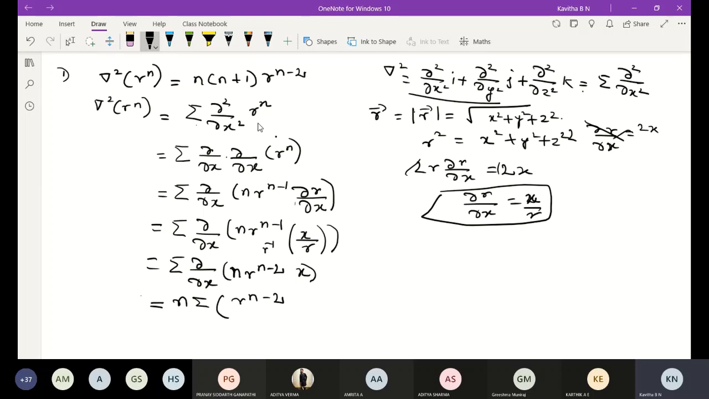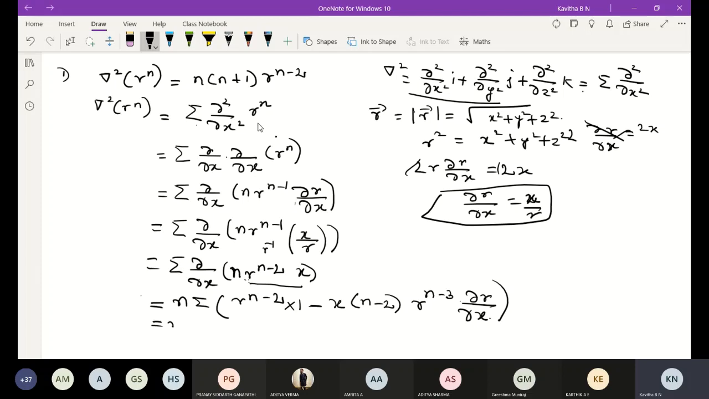Okay, del by del x. Here we have to apply the product rule. r to the power of n minus 2, write down as it is. Partially differentiating x with respect to x, it is 1, then plus. Okay. Then x, write down as it is. Again differentiation: r to the power of n minus 2 differentiates to n minus 2 into r to the power of n minus 3 into del r by del x.